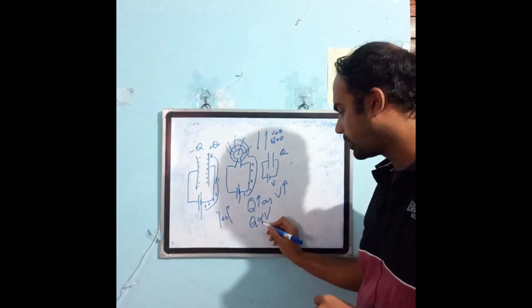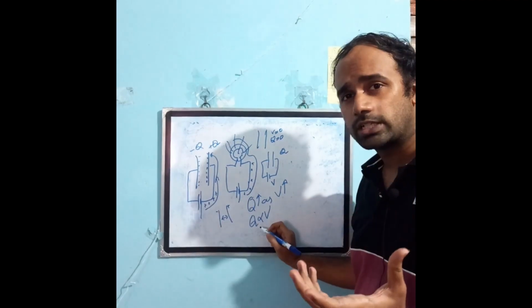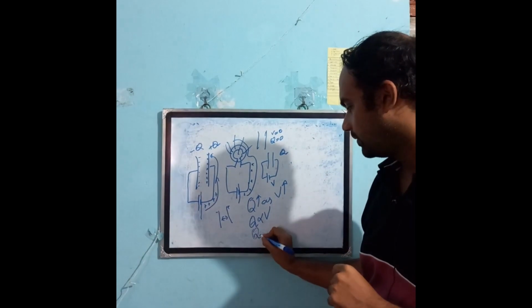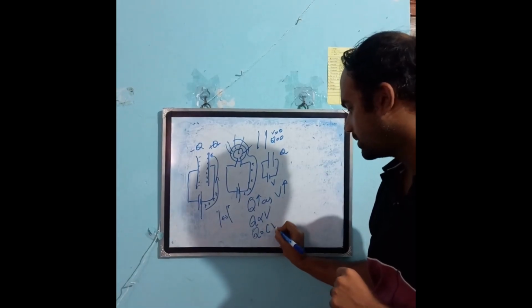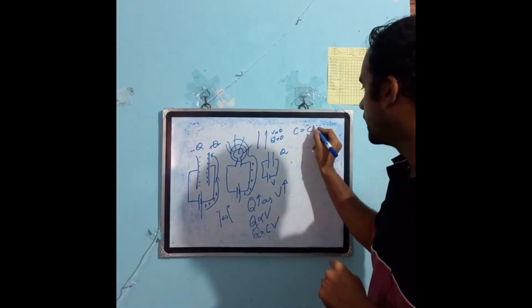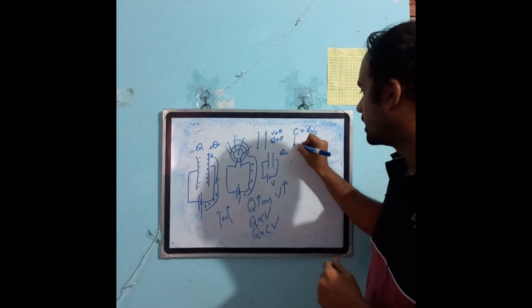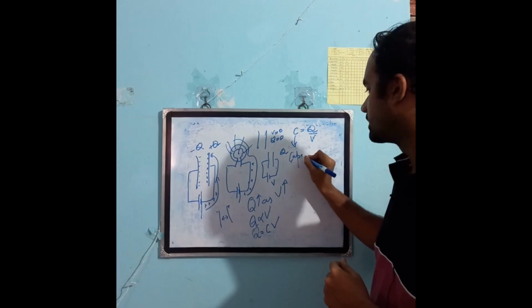And we can remove this proportionality sign. And how can we remove a proportionality sign? By adding a proportionality constant. So Q will be equal to C times V, or C is equal to Q by V. So this C, the proportionality constant, we call capacitance.